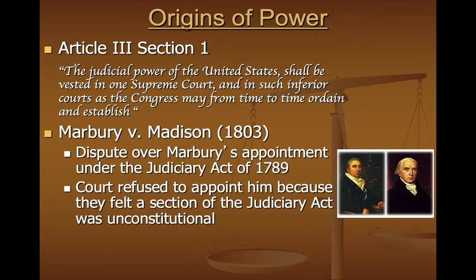Marbury was appointed by John Adams, but before his commission, the legal document that gave him his position and power as a judge, was delivered to him, John Adams left the White House as president and was replaced by Thomas Jefferson. Jefferson ordered James Madison, who was working in his administration, not to give Marbury his commission and thus prevent him from becoming a federal judge.